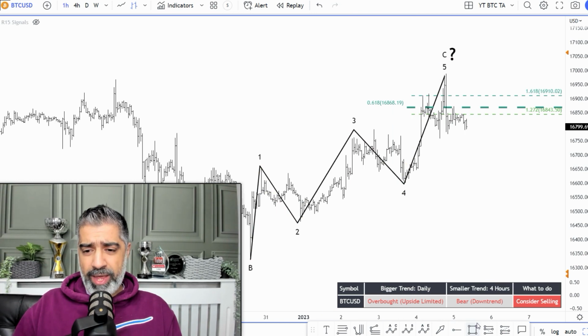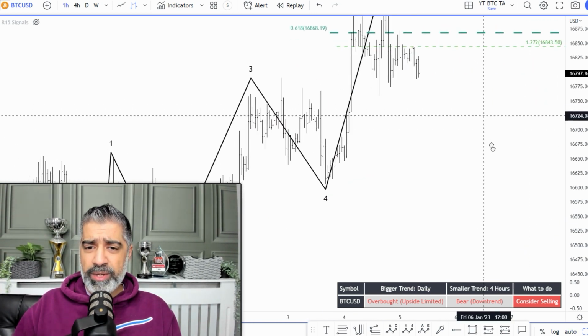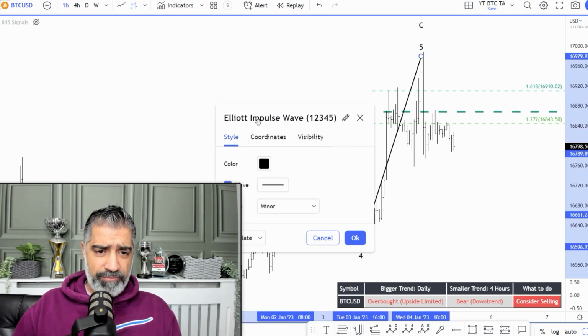So what I'm going to do here is I'm just going to zoom in to this price action. I just want to bring it in. I want to then just get rid of this line for a second.